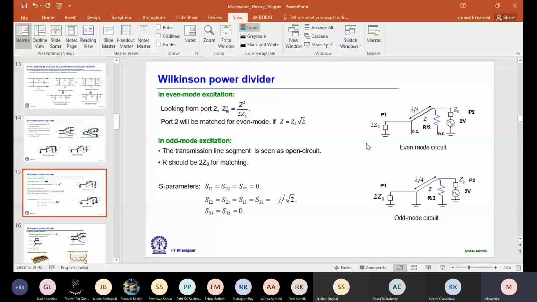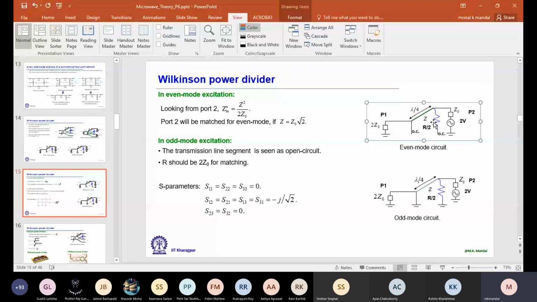So here, if I look from port 2 into the circuit, Z in, it is in even mode, right? So we represent it Z in E. Z in, looking into the circuit, is Z square by twice Z0. The resistor has no effect. It is like a quarter wave transformer. So Z square by twice Z0.